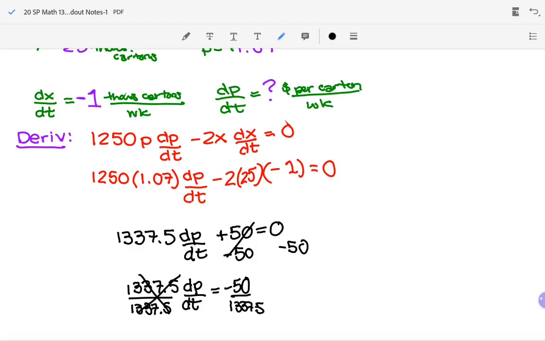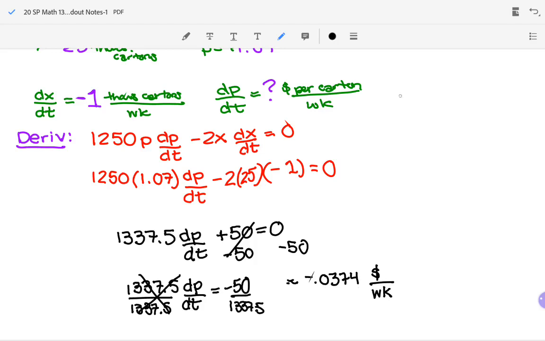So I will make this a decimal just so it makes a little bit more sense in terms of putting the units on it and figuring out what this all means. It's -0.0374 approximately. And what are the units on this? The units on dp dt we could look up here, or think about the units of p were dollars per carton, and then t was in weeks. So obviously we stop at the penny when we talk about dollars, so I'll write that down in my interpretation.